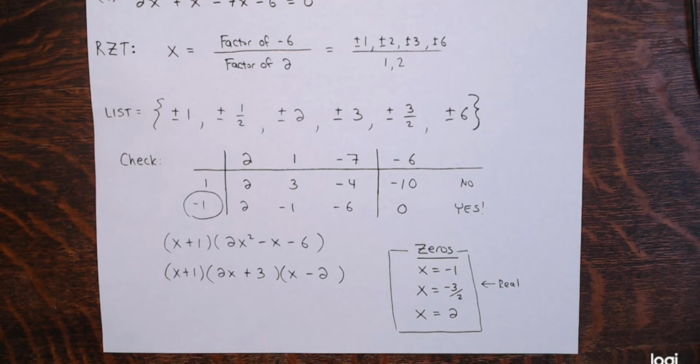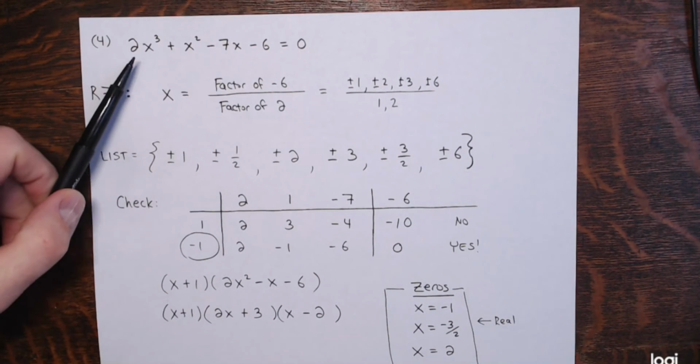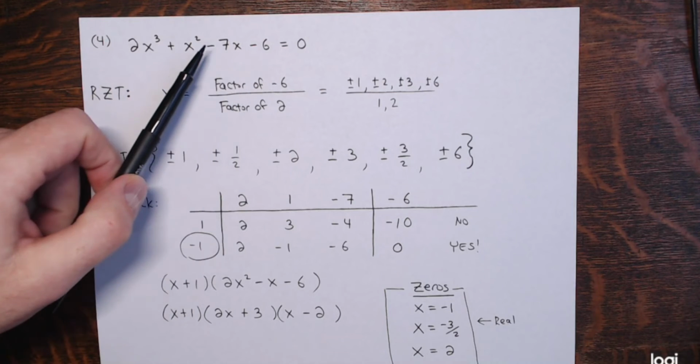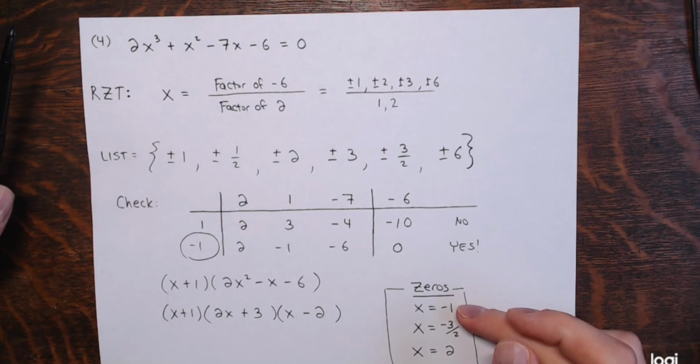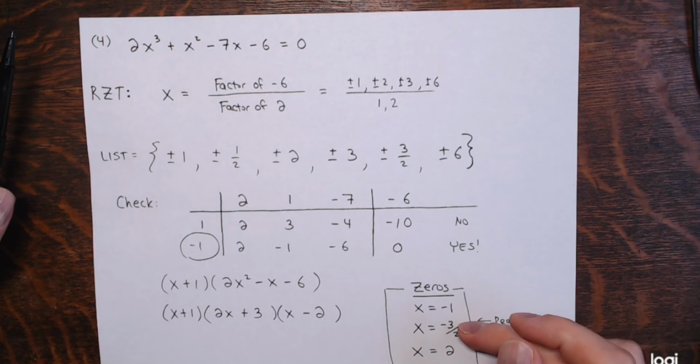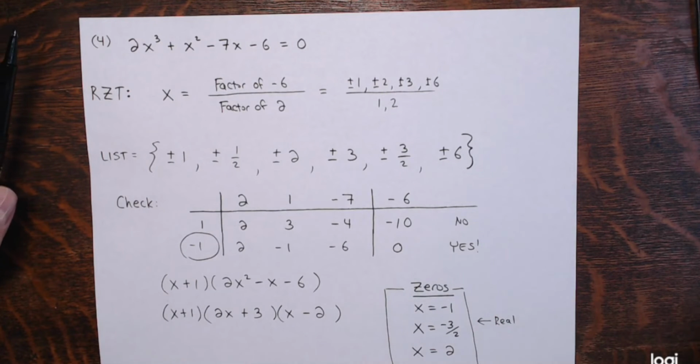And let's double check this. I'm going to plot the graph of this polynomial function, the polynomial they gave us, and see that it equals 0, or it crosses the x-axis at negative 1, negative 1.5, and positive 2.